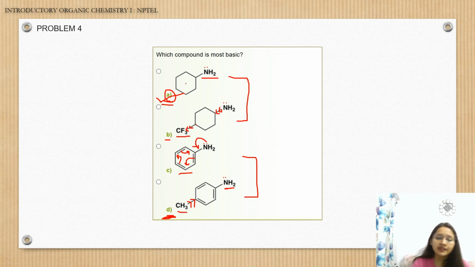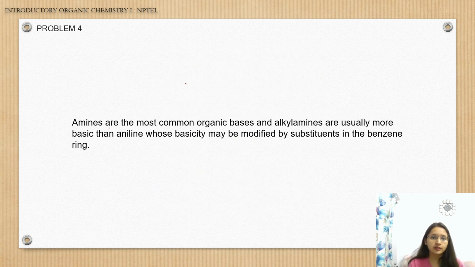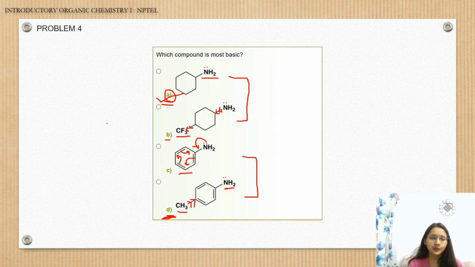Cyclohexylamine is more basic than aniline. So here, amines are the most common organic bases, and alkylamines are usually more basic than aniline, whose basicity may be modified by substituents in the benzene ring. So here also we are considering this postulate. Here also, cyclohexylamine is more basic than aniline. Okay.